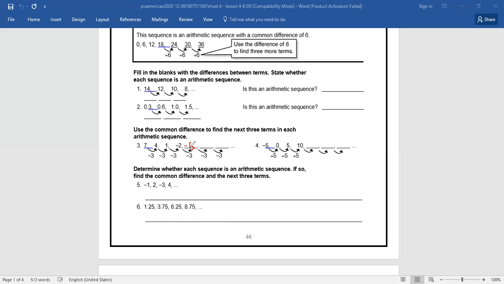Okay, and what about the next one? We'll do negative 5 minus 3. Negative 5 minus 3. How many will it be?